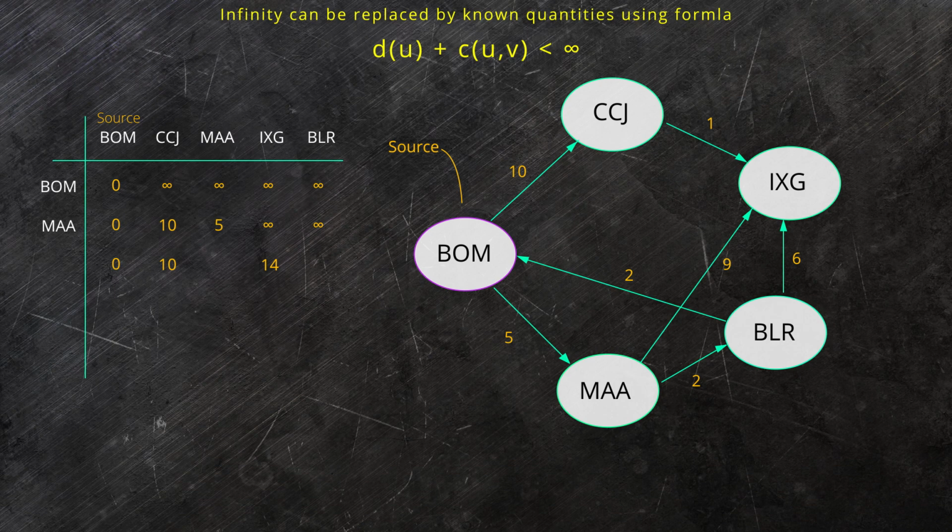5 plus 9, that is 14. And again, to BLR, MAA to BLR. What is MAA? 5. So 5 plus 2, that is 7. So now which one will be selected? Which is minimum? You have to select BLR. So you'll be writing here as BLR. So BLR has been selected.